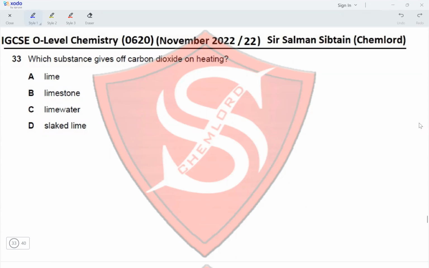Question 33. Which substance gives off carbon dioxide on heating? Lime. Lime does not give off carbon dioxide. Lime is calcium oxide. In fact, lime could be calcium oxide, it could be calcium hydroxide, lime is a general name, and it could be calcium carbonate. Calcium carbonate is specifically limestone, which would give off carbon dioxide when it is heated to decompose.